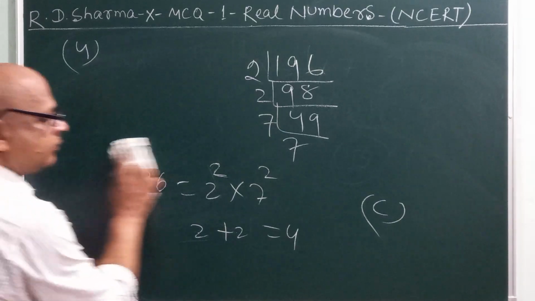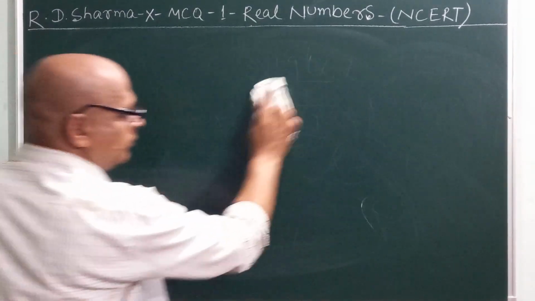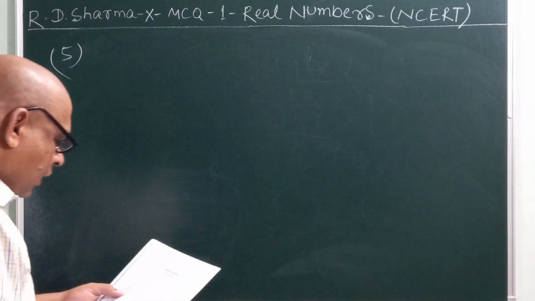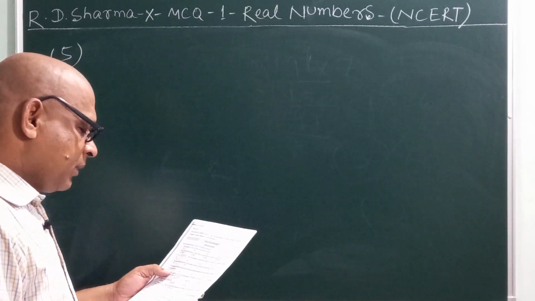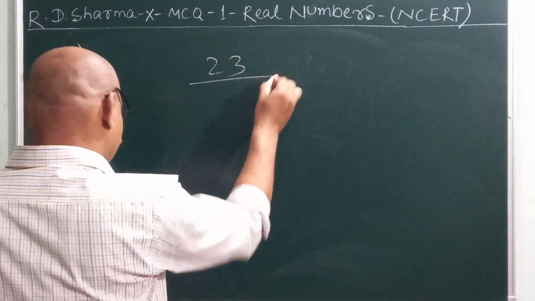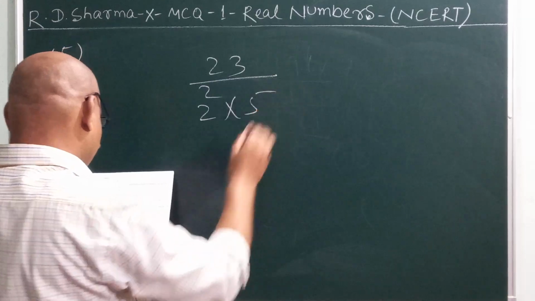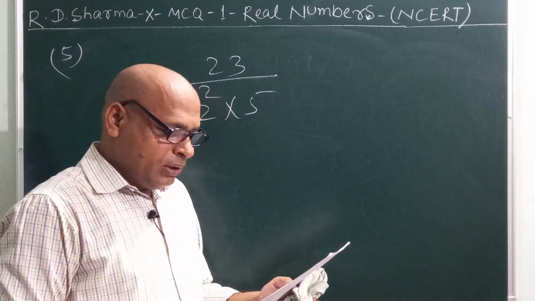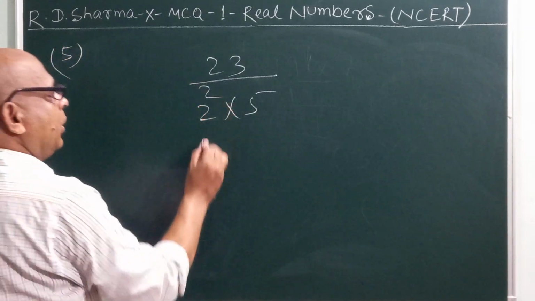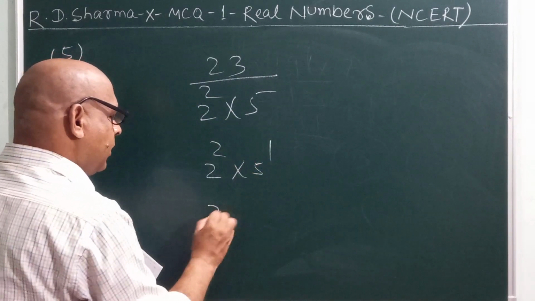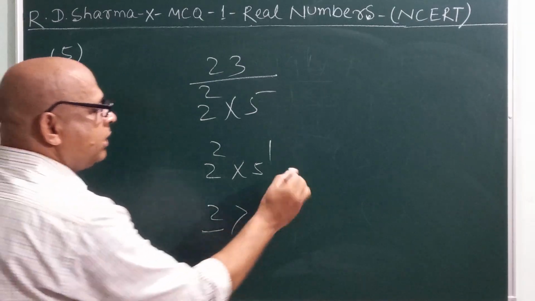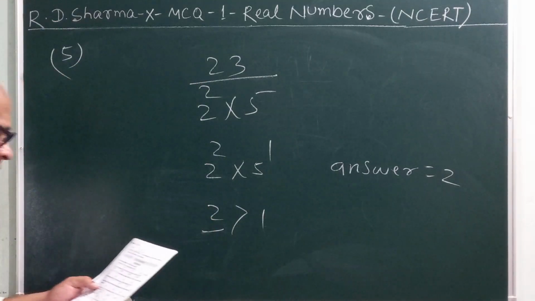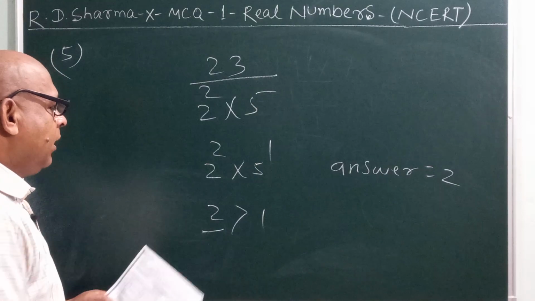Next, 5. The number of decimal places after which the decimal expansion of the rational number 23 by 2 square into 5 terminates. 2 square, 5 to the 1. 2 is greater, so the answer is 2. Answer is 2. Clear?